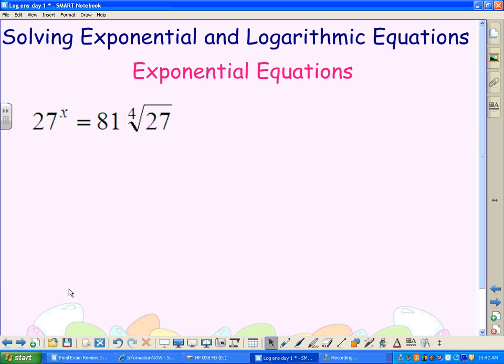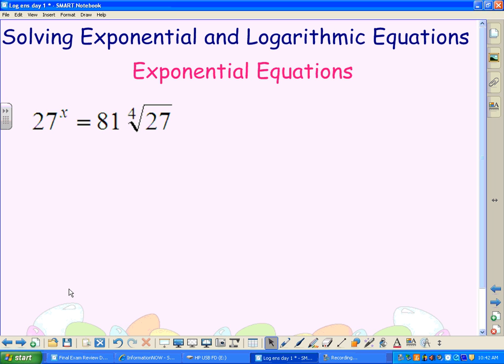Okay, we are going to start talking about how to solve both exponential and logarithmic equations. Today we're going to just work on the exponential equations. And we've already solved some exponential equations. For example, an exponential equation like this. If you were given this exponential equation, what would you try to do in order to solve it?